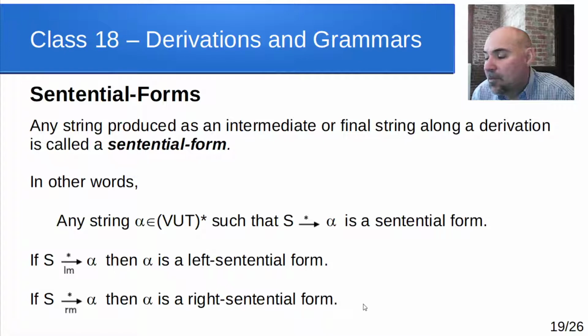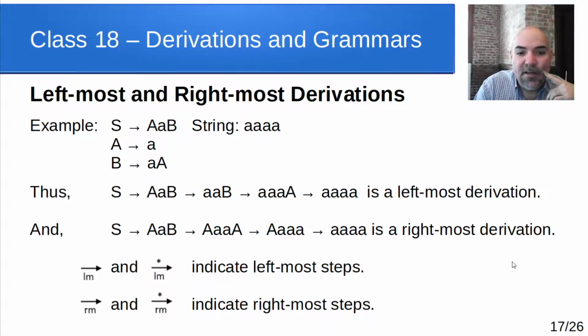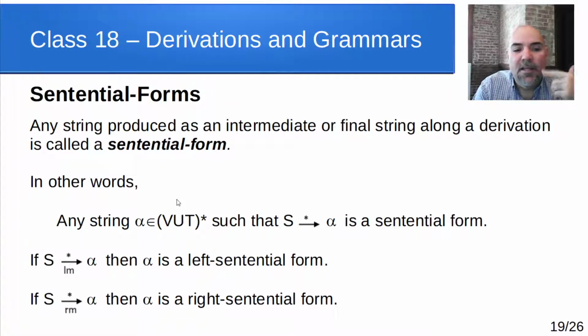Okay, and that brings us to another definition, the definition of what's called a sentential form. A sentential form is any string produced as an intermediate or final string along a derivation. So in other words, when we looked at that chain of things that we could get back here, every one of these is a sentential form. So the ending is a sentential form, the beginning is a sentential form, everything in between is a sentential form. So sentential forms are anything that we can get along that derivation. In other words, any string alpha that's an element of (V union T) star such that we can get to that string by starting with S is a sentential form.